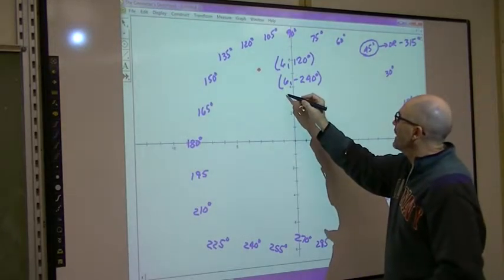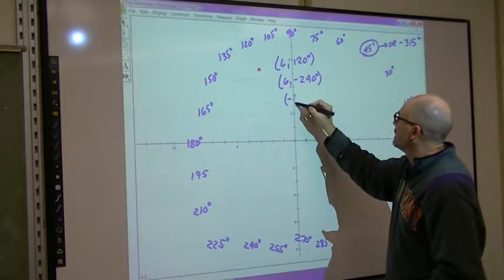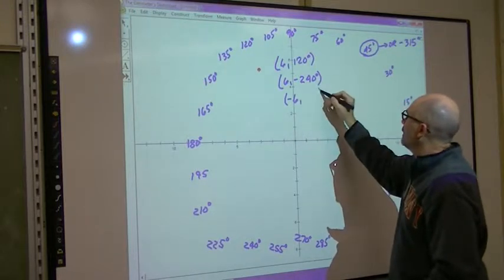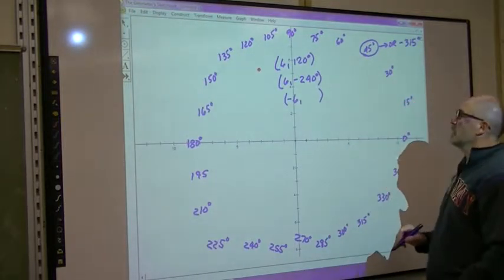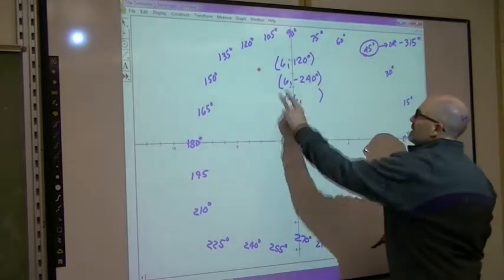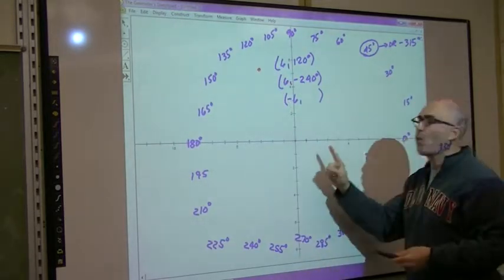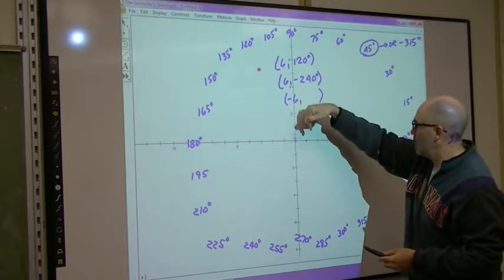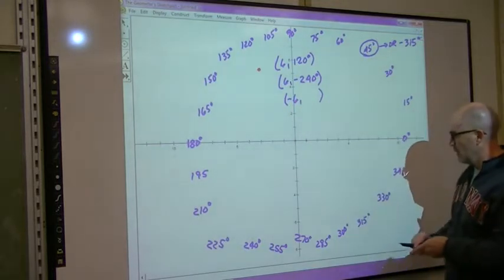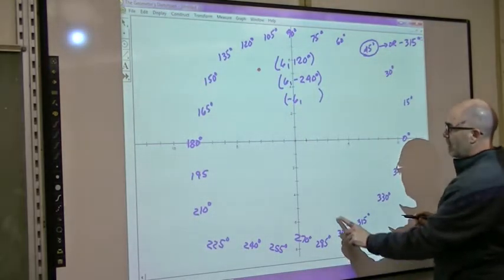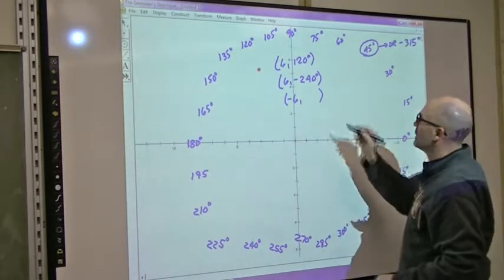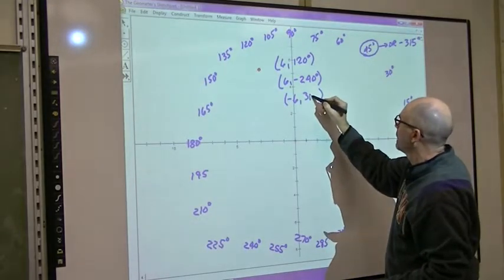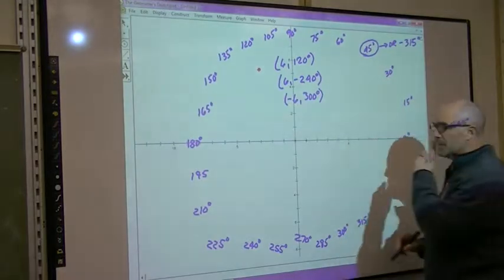Now, let's name this negative 6 at a positive angle. So the question is, if we're going to name this negative 6, it must be going away from the angle down here. So it's going away from the 300 degree angle. So it's negative 6 at 300 degrees.